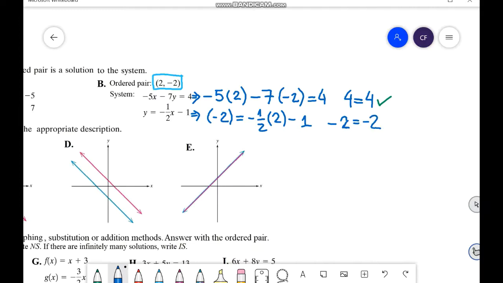Is this true or false? Negative 2 is negative 2, is equal? Yes or no, true or false? True, right? Thank you, Kalia. If you have both statements true after you plug in the numbers for both equations, that means yes, the ordered pair is a solution for the system of linear equations.